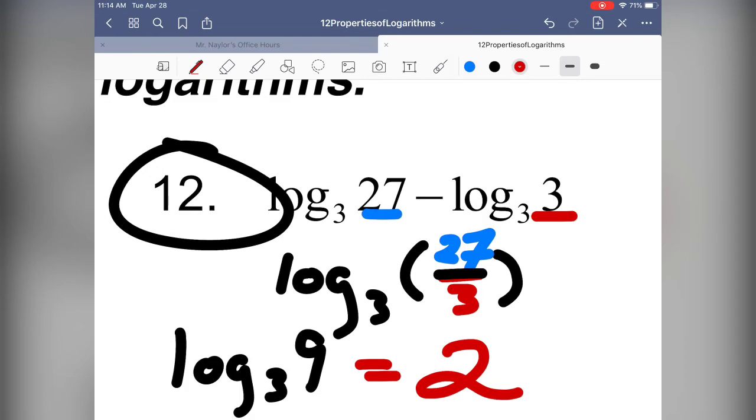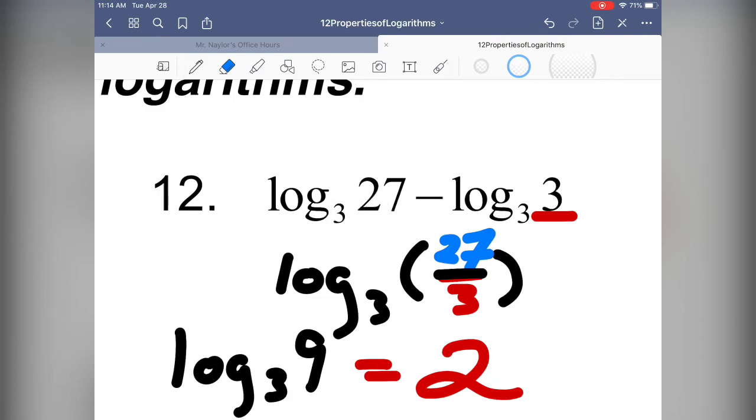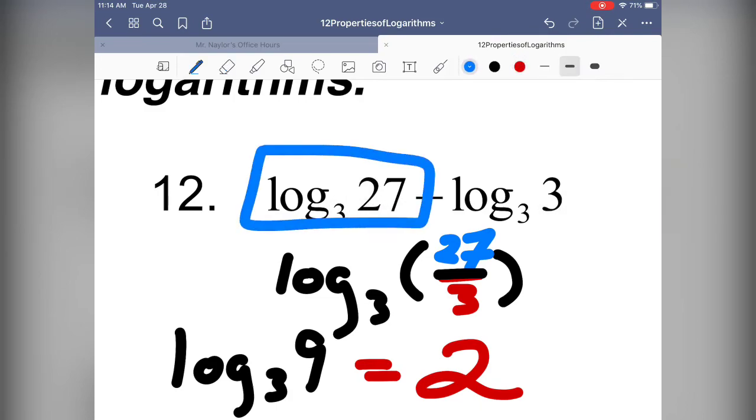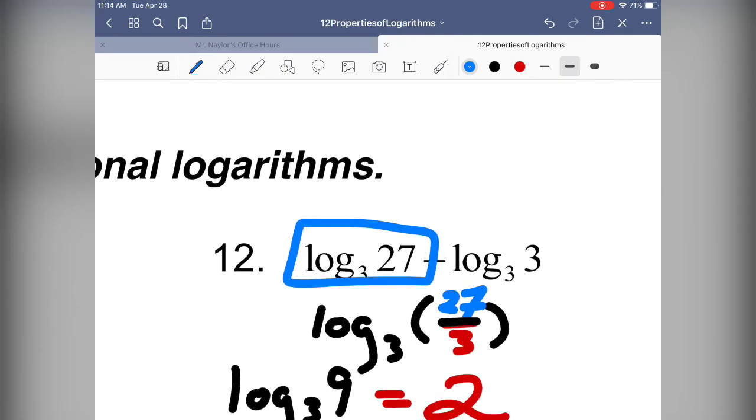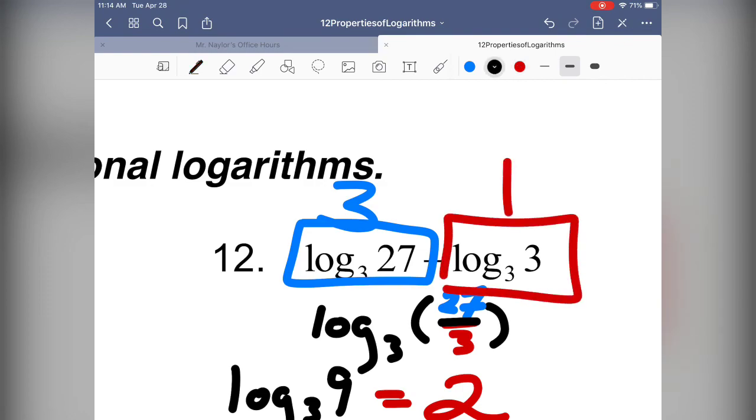Now, just saying, you could have done this problem another way. I don't want to overwhelm you, but maybe you're saying, Miss Naylor, I actually just figured out each of these on their own. Like the log base 3 of 27 is the number 3, and the log base 3 of 3 is the number 1. So, we're just subtracting 3 minus 1, and that also equals 2.